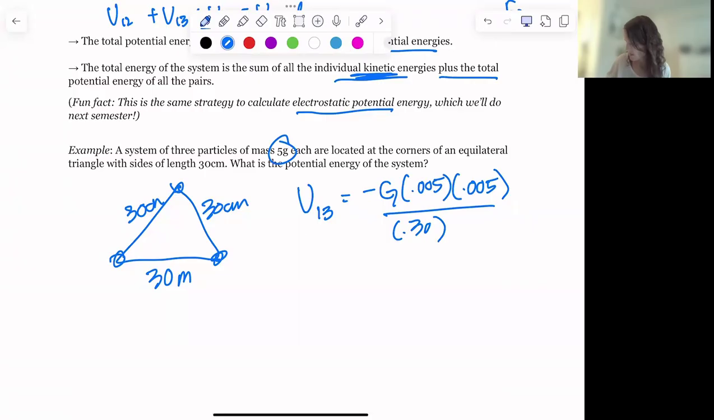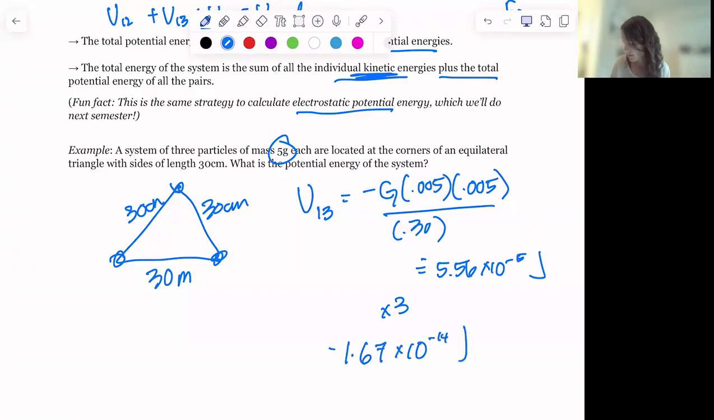And so I find out that this is negative 5.56 times 10 to the negative 15 joules. But then you might realize that all 3 particles are exactly the same. And so you would just multiply this by 3, and you would find out that our total potential energy is negative 1.67 times 10 to the negative 14 joules.